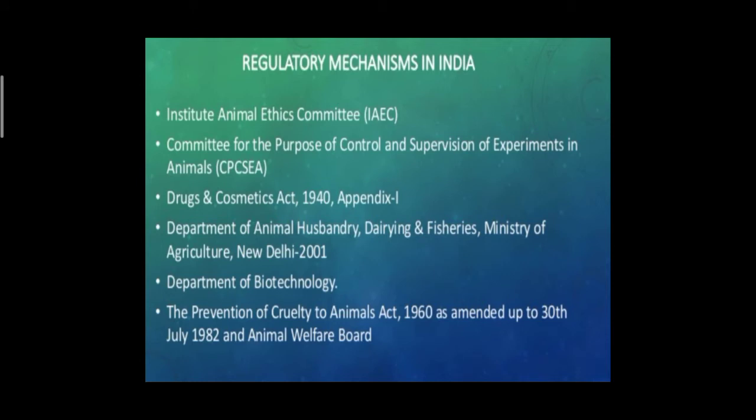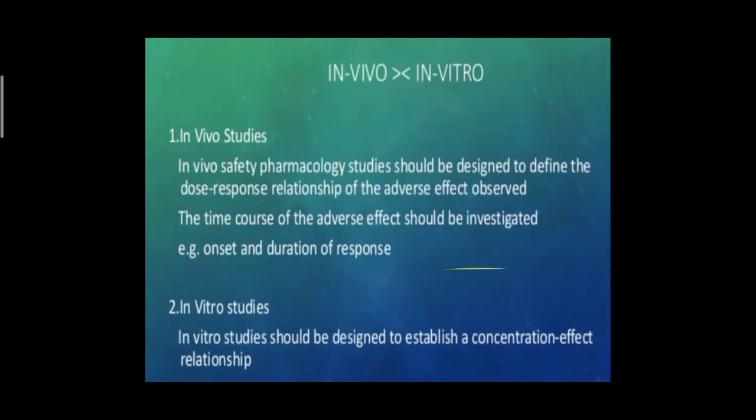So these are some regulatory mechanisms in India, that means how we get approvals. I told you that for doing preclinical studies, we have to take approvals from these regulatory bodies. The Institutional Animal Ethics Committee, CPCSEA, the Committee for the Purpose of Control and Supervision of Experiments on Animals. That covers the cultivation of animals, the usage of animals in the laboratories, the laboratory conditions, and all the procedures, which are laid down in the CPCSEA guidelines.